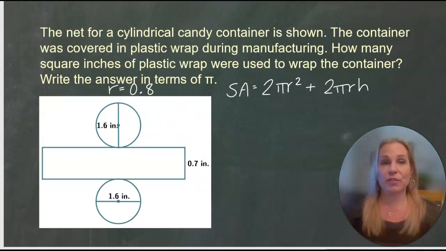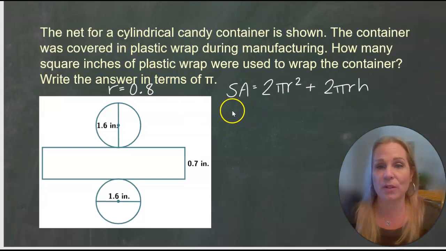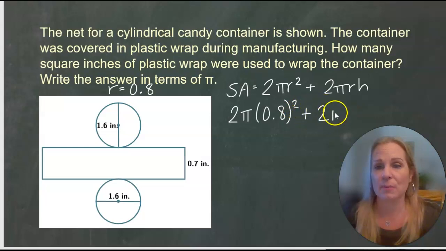All right, so let's just fill in what we've got. We've got 2 times pi times the radius squared, so 0.8 times itself, and then 2 times pi times the radius times the height.